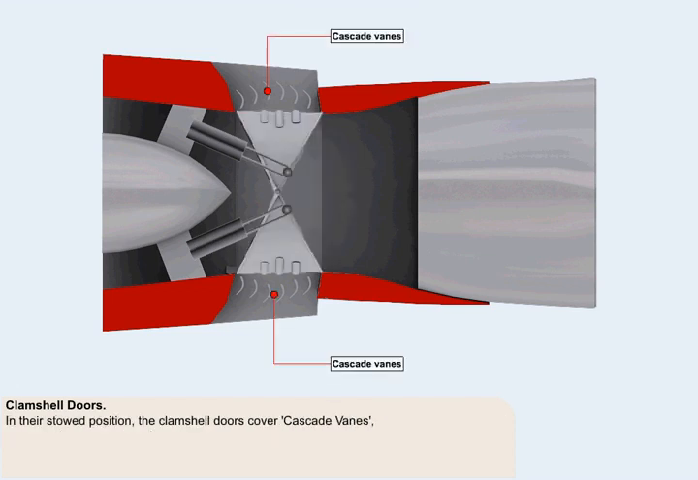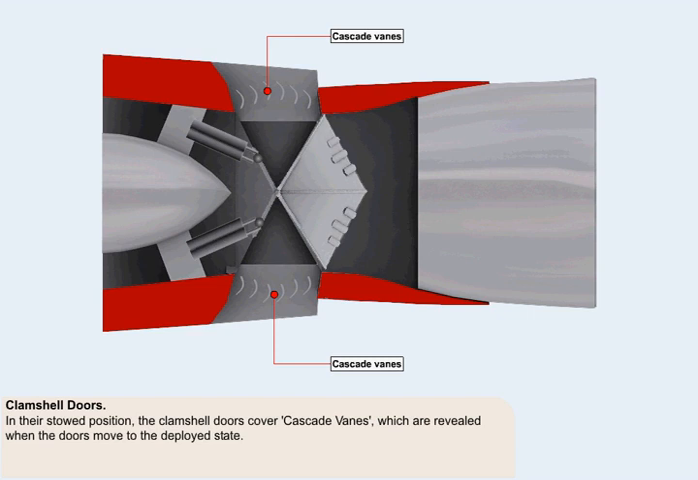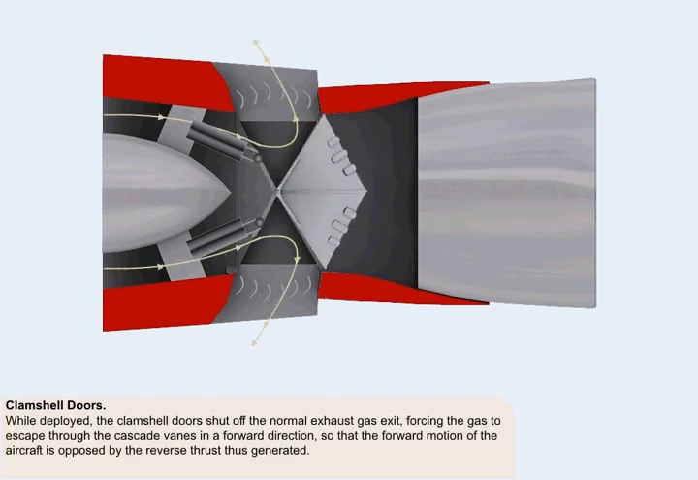In their stowed position, the clamshell doors cover cascade vanes, which are revealed when the doors move to the deployed state. While they are deployed, the clamshell doors shut off the normal exhaust gas exit, forcing the gas to escape through the cascade vanes in a forward direction, so that the forward motion of the aircraft is opposed by the reverse thrust thus generated.